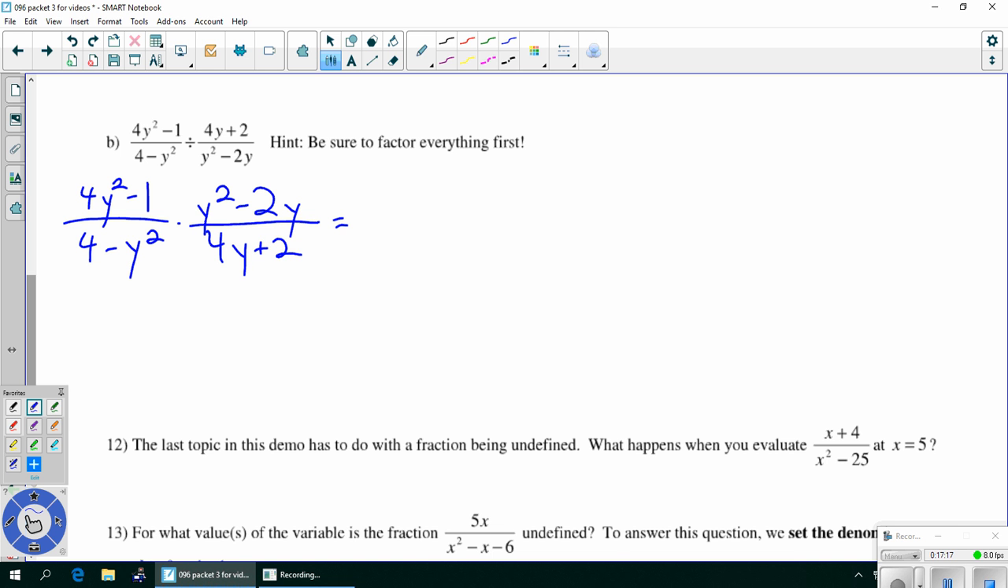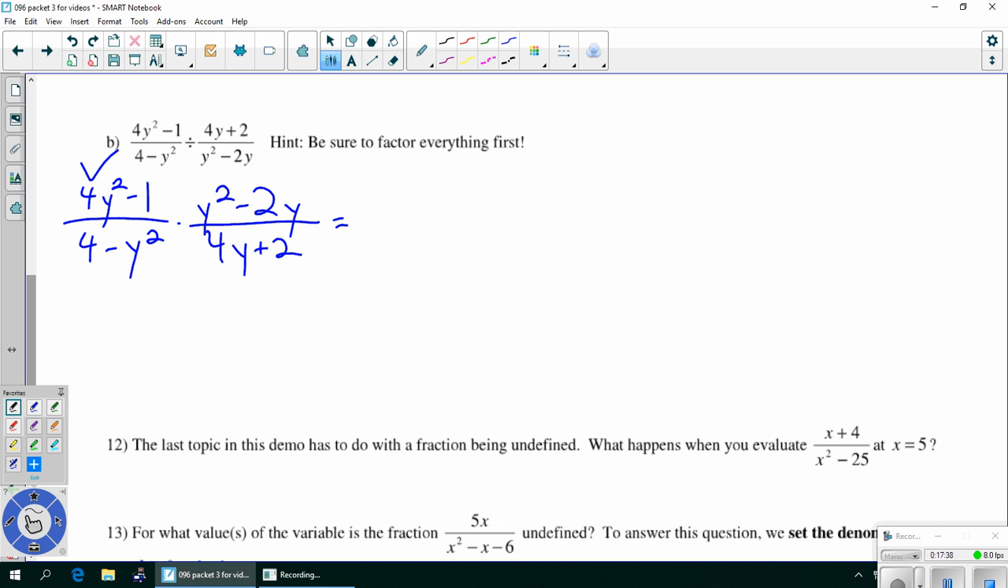And it might be tempting to cross some things off. I see 2's and 4's and y's all over the place, but none of these things is cancelable yet. Lots of additions and subtractions. We need multiplications, and the way we get multiplications is by factoring. So we'll start with the top left, this first numerator right up here. Greatest common factor is 1, not helpful.